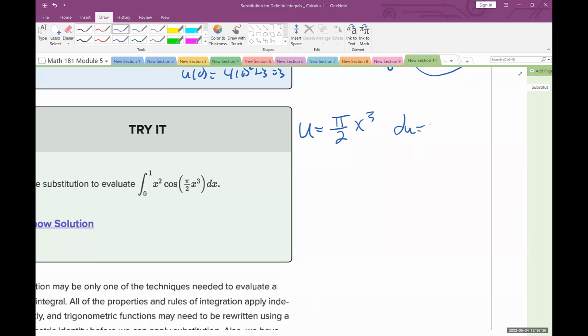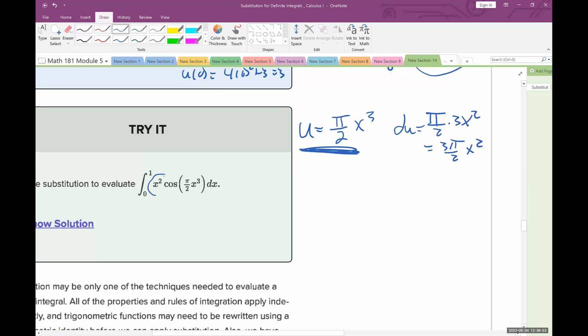X squared cosine. So just think about, this is our u. So pi over 2 is a coefficient, and then we have x cubed. So it's the derivative of x cubed, 3x squared. Or we can write that as 3 pi over 2 times x squared.